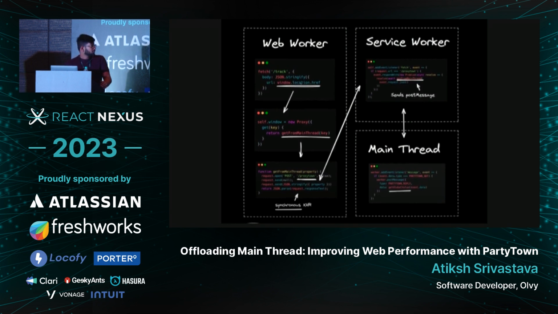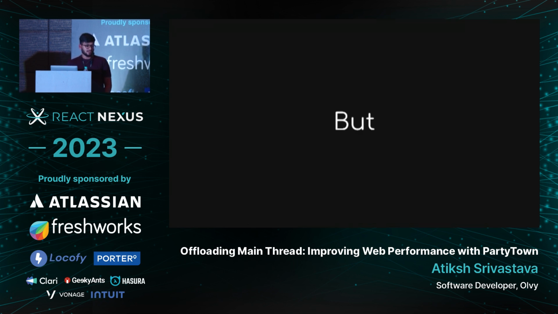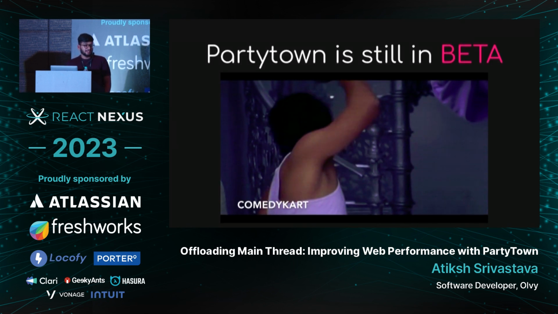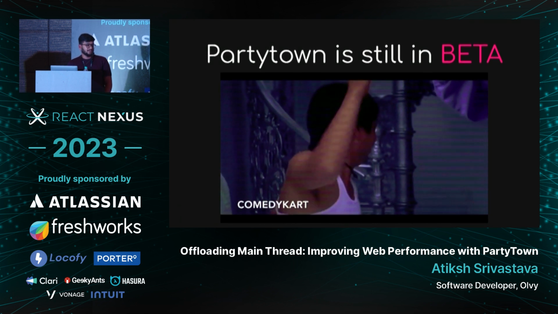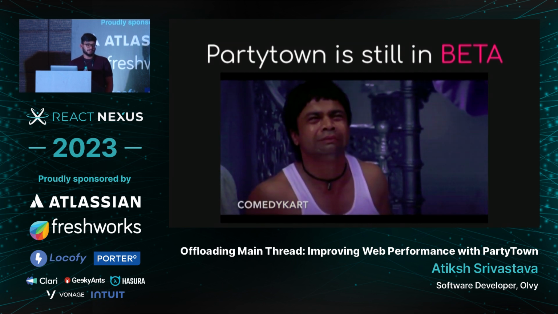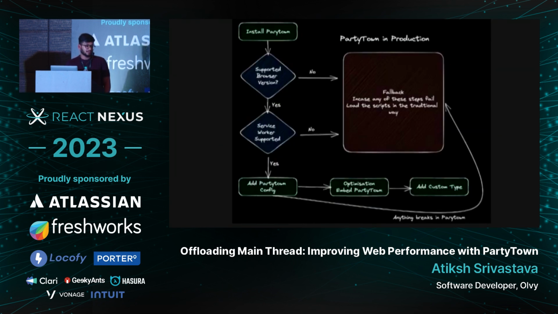So here's the workflow that we just saw. Most of the code runs in the web worker. When it encounters a main thread variable, it creates a synchronous XHR request, and that gets intercepted by the service worker, which sends a postMessage to the main thread, and the values flow back in the same order. But PartyTown is still in beta as of now, and it's recommended only for analytics, but we can have a wrapper around it so that for production use cases, we fall back to the traditional way of loading scripts if anything goes wrong.